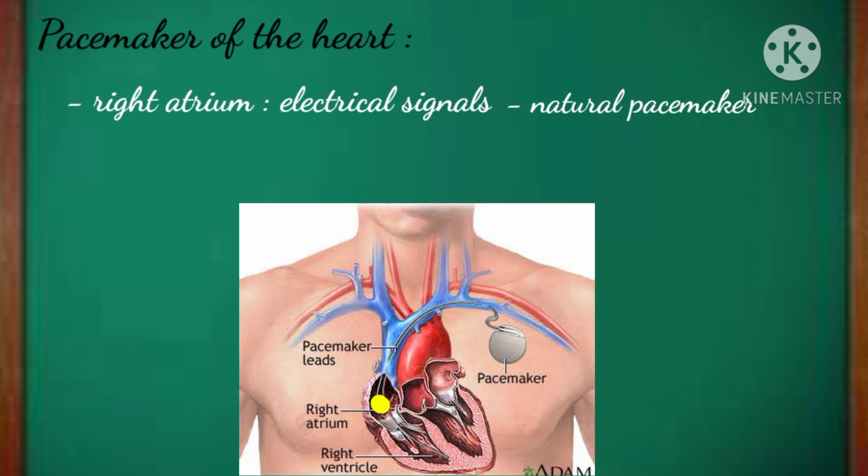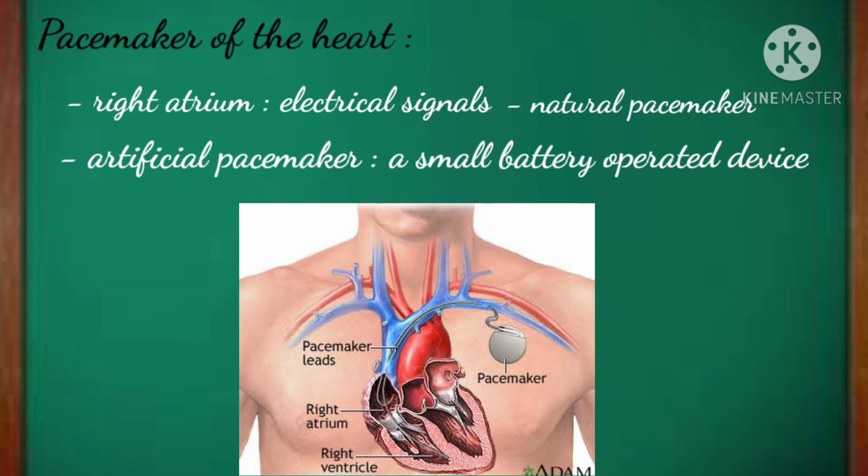If this pacemaker develops a defect, it causes the heart to beat either slower or faster or irregularly. So, in such people, an artificial pacemaker, that is, a small battery-operated device, is implanted under the skin of the chest. So, this is called the artificial pacemaker of the heart.